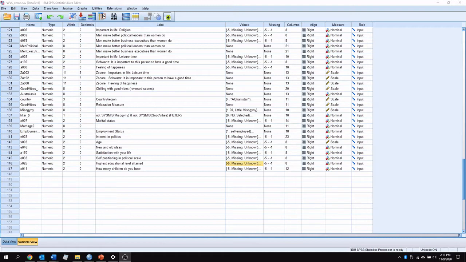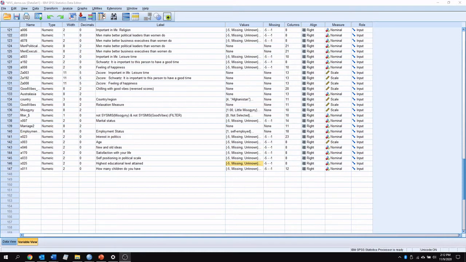So if you're looking at categorical variables, something like the t-test or the ANOVA might be more appropriate for you. But today, let's say we are interested in looking at the relationship between age and highest education level attained.